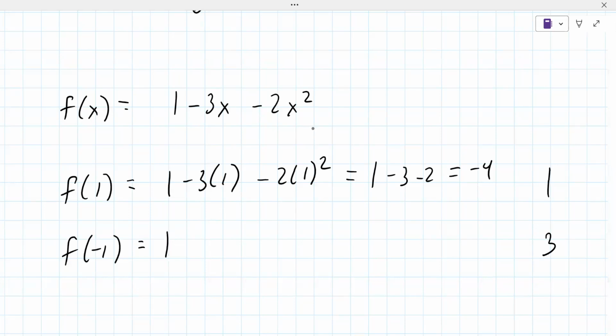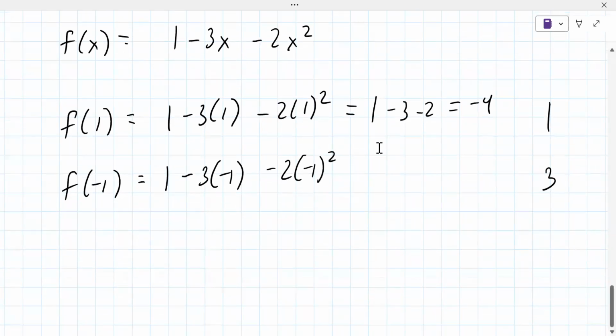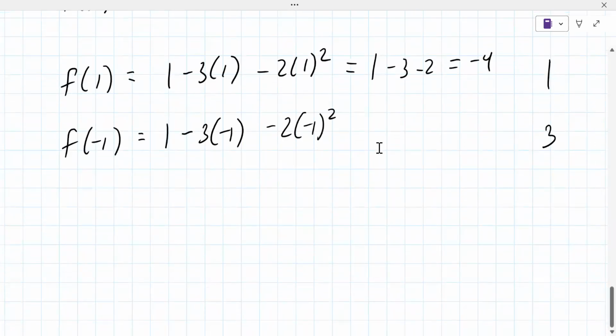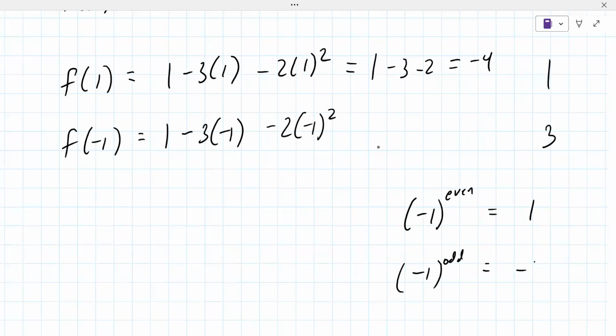Now for -1, it's a little bit different. It depends on whether it's an even or an odd power. So -1 to an even power is always 1, -1 to an odd power is always -1. So that kind of affects the signs here. So this ends up being 1 plus 3 minus 2, which ends up being 4 minus 2 or 2.